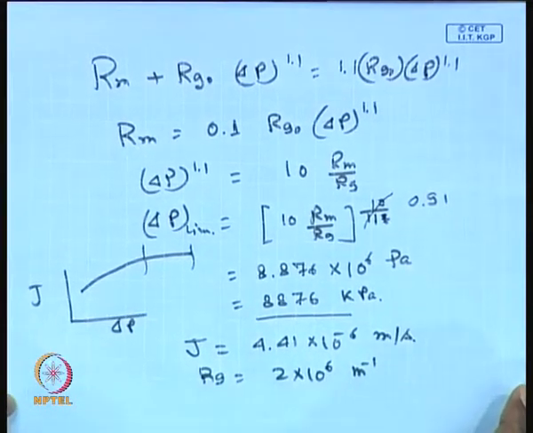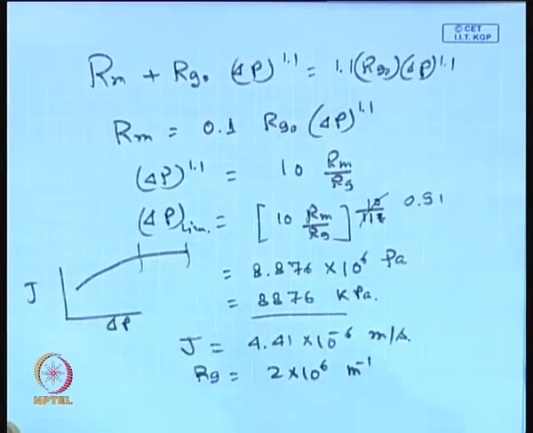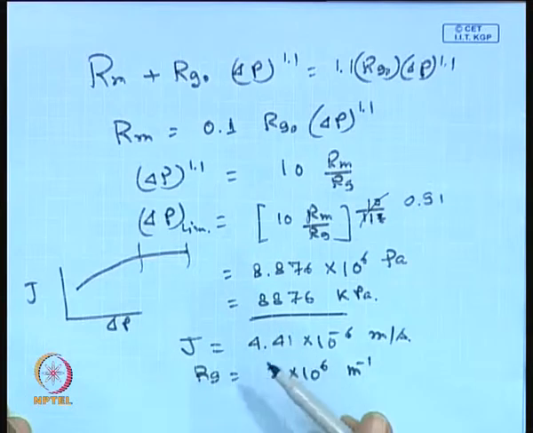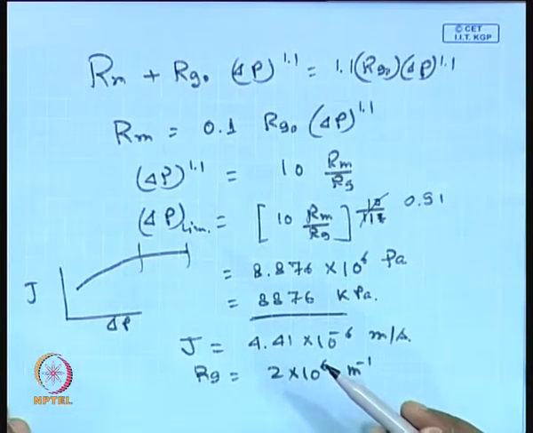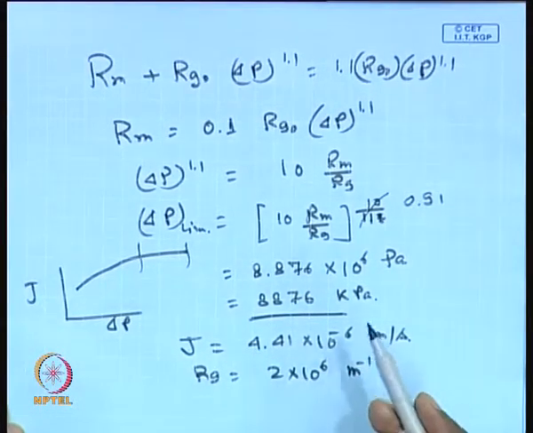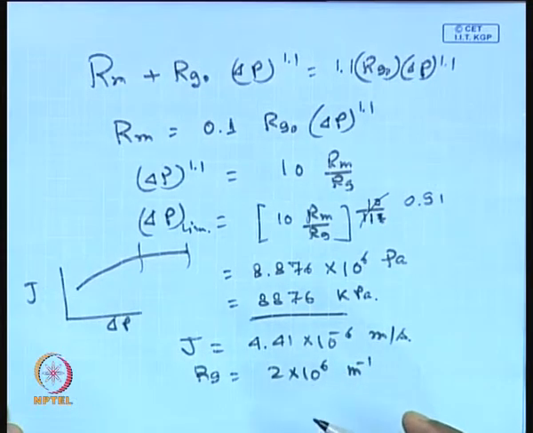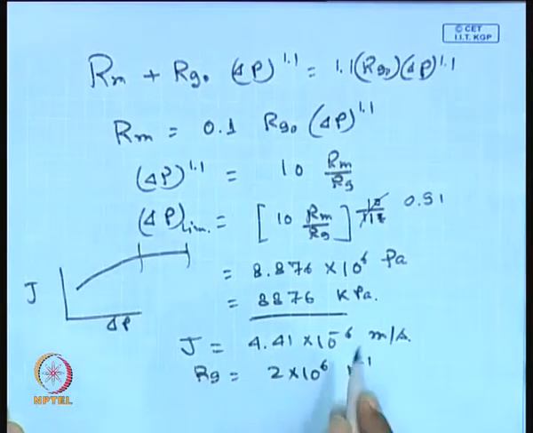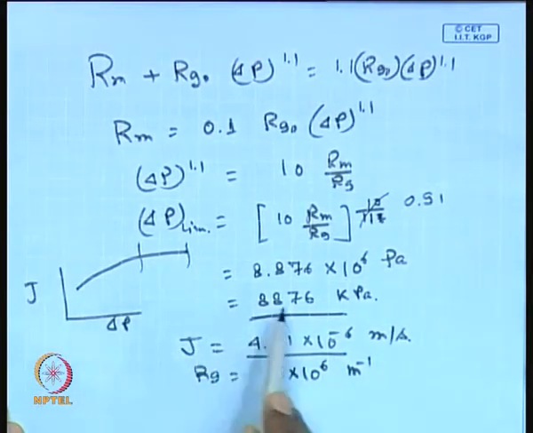So, naturally one can ask why I should do this exercise, because at that high delta p, which is almost difficult to realize in experimental conditions. If you like to have an operating pressure of around 90 atmosphere, that will be extremely difficult. There is every possibility of having an accident. So, why should I do this calculation? We do this calculation because beyond this particular pressure, the permeate flux becomes constant.